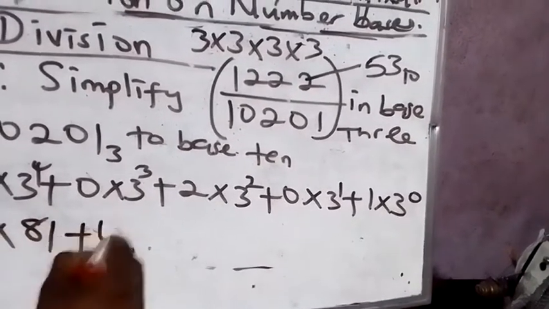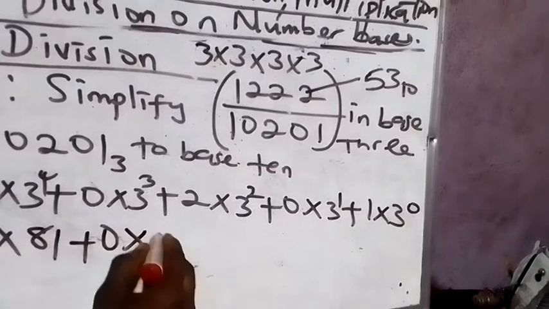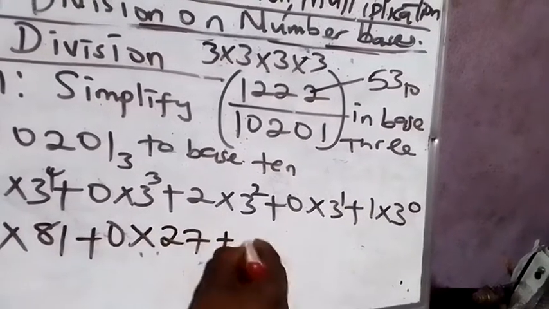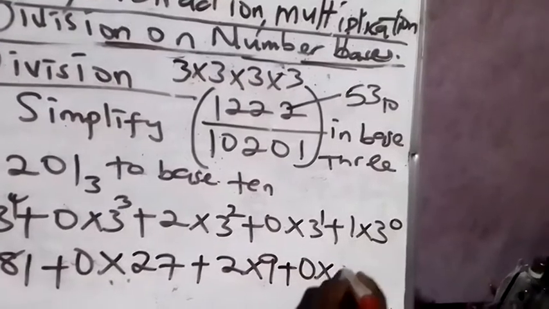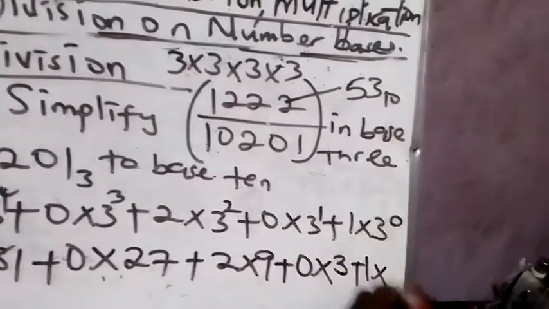Plus 0 times 3 raised to power 3, 27. Plus 2 times 3 raised to power 2, 9. Plus 0 times 3 raised to power 1, that is 3. Plus 1 times 3 raised to power 0, that is 1.